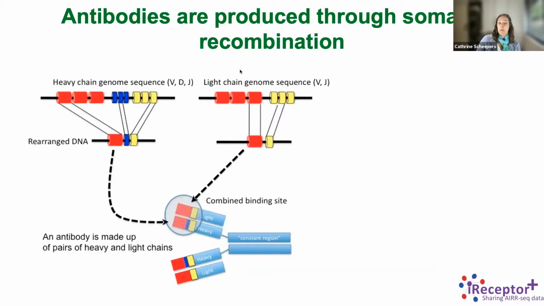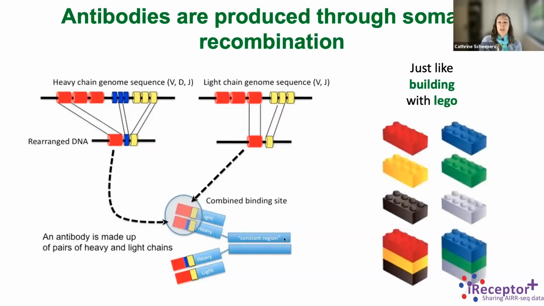Antibodies come about through a process called somatic recombination, where a single version of each of the V, D, and J genes recombine to form the VDJ on the heavy chain, and the V and J on the light chain. The heavy and light chains join together to form a fully functional antibody. It's a little bit like building with Lego. Think of the different shapes of the blocks as the V, D, and J genes, and the colors as different versions of those genes, and eventually you end up with slightly different towers.